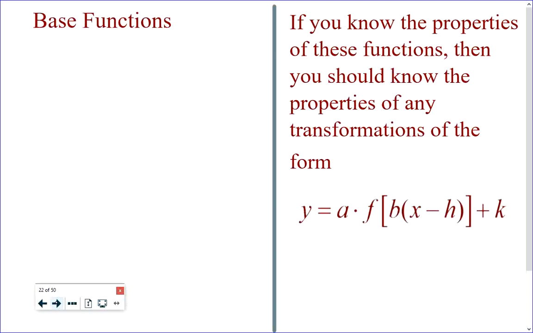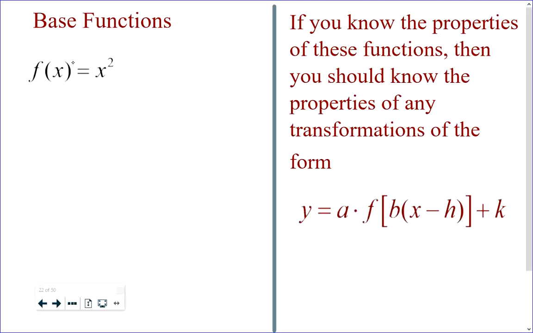If you know the properties of some base functions, then you can determine the properties of any transformation of them. For example, in grade 11, you learn about quadratic functions. Specifically, you know what y equals x squared looks like. It's a parabola with that point, which is called the vertex at the origin, and it opens upward like this. It goes over 1 and up 1, over 2 and up 4, over 3 and up 9. You know what that looks like.